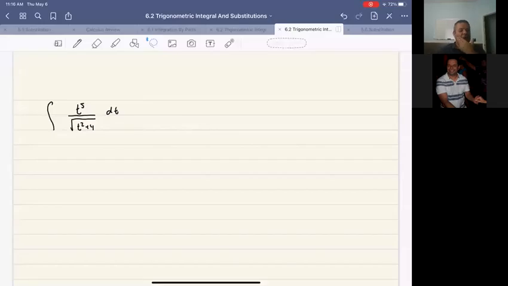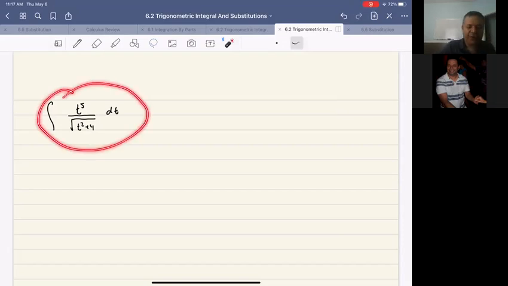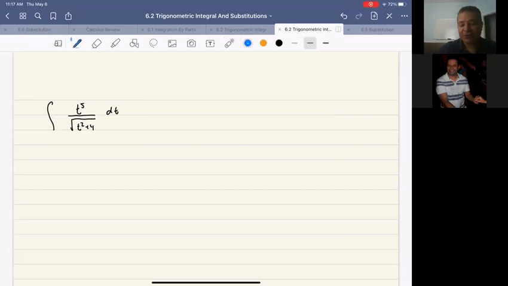All right, welcome back. So here we've got another integral, the integral of t to the fifth over the square root of t squared plus 4. Bothers me again because this is one that you could do without trigonometric substitution. Like I said, there's more than one way to solve these problems, okay? So let's do it without first.